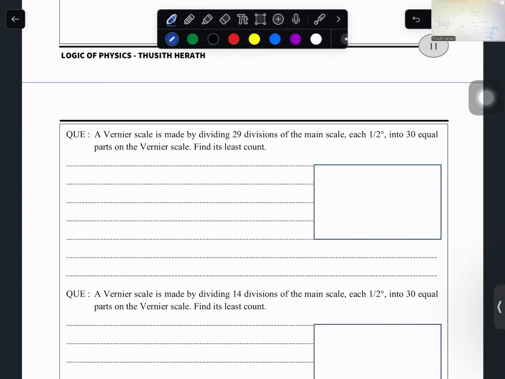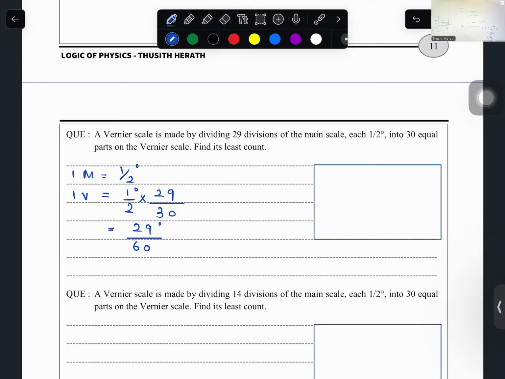A vernier scale is made by dividing 29 divisions of the main scale, each half degree, into 30 equal parts. Okay. One main scale division equals half degree. One vernier scale division equals: 29 such divisions, half into 29, are divided into 30 equal parts. So 29 over 60, right? This is the length of a vernier scale division.